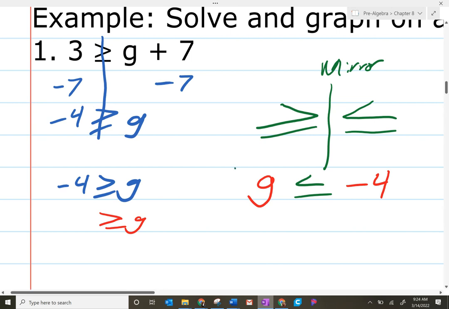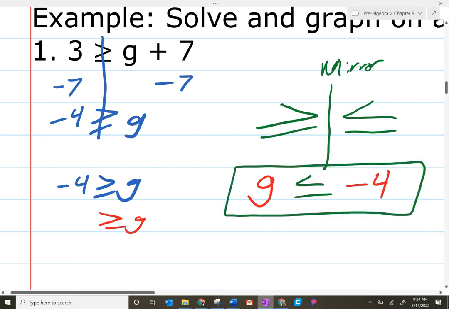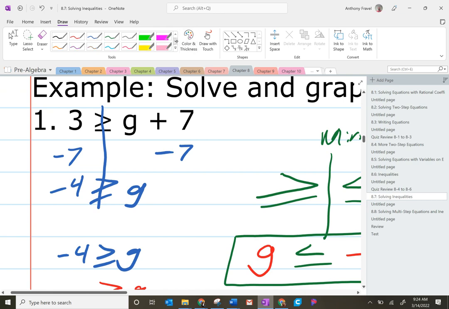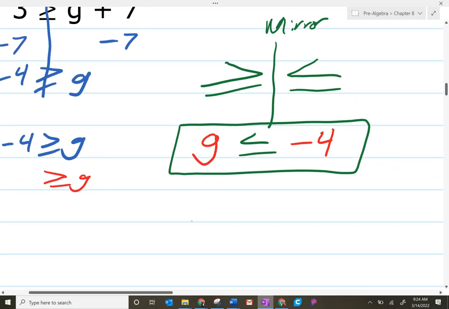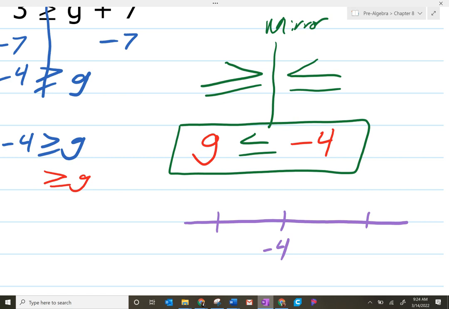Okay, so I've got this inequality right here. I've got g is less than or equal to negative 4. We are still going to plot it on a number line. If I have a number line, how many numbers do I need? At least 3. Perfect. So if I have a negative 4 right there, that's the middle one. What number should I put right here? Which one? Both. That one's going to be negative 5.